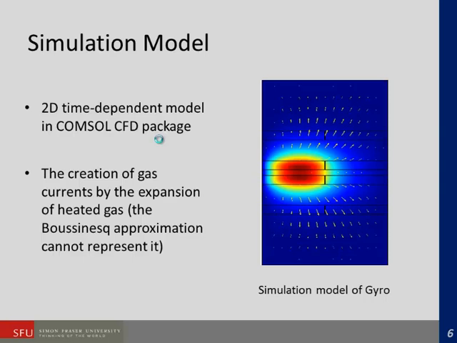COMSOL employs the Boussinesq approximation, and as a result we couldn't use that, because it cannot represent the phenomenon that I was talking about: the main principle of gyro operation is the creation of gas currents by the expansion of heated gas.